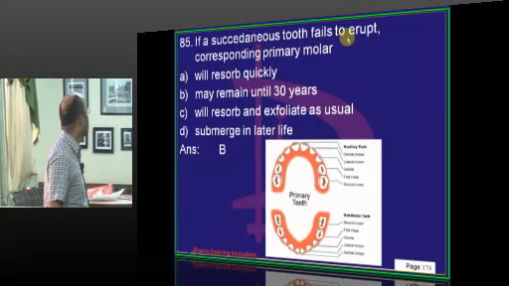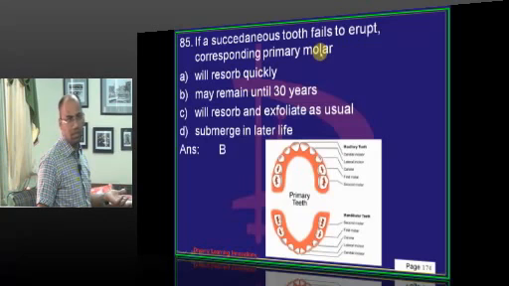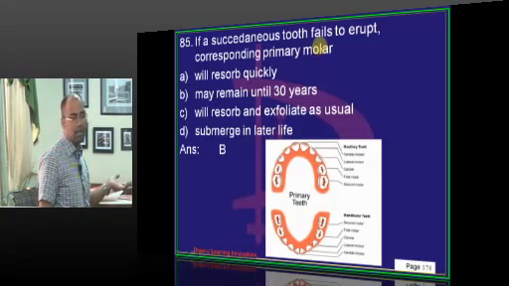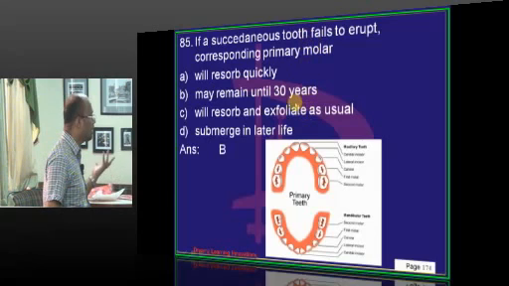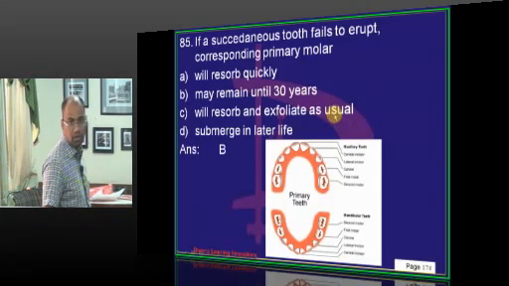If a succedaneous tooth fails to erupt, what will happen to the corresponding primary molar? Obviously, it will remain there only. Succedaneous tooth is not there, roots will not resorb, it will just remain like that. For how many years? It can remain as good as 30 years. Basically, it will not resorb quickly. See, we have to eliminate here. It will resorb and exfoliate as usual? Absolutely not. And submerge in later life? No.